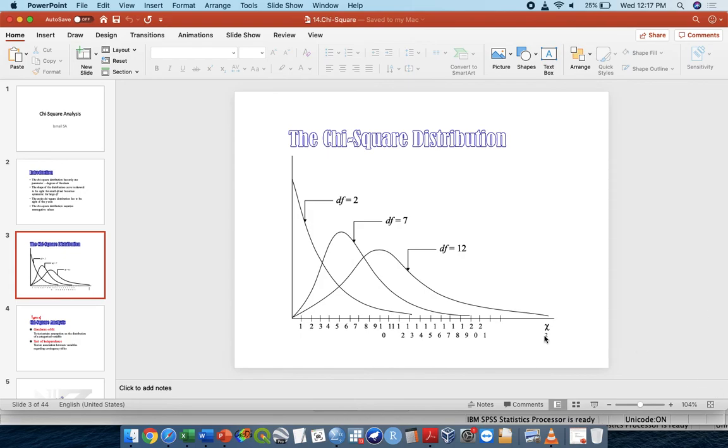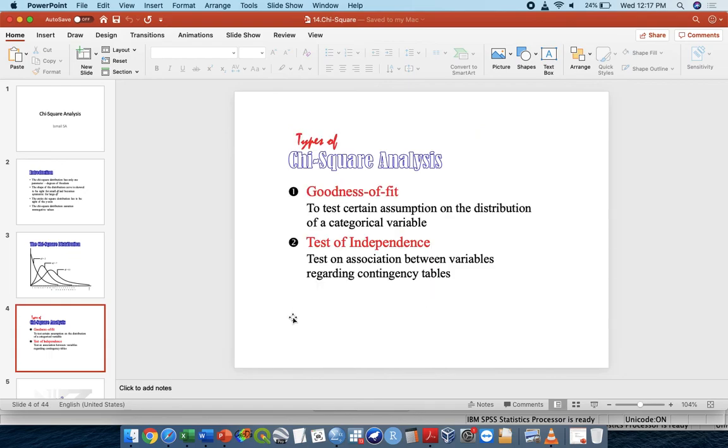So chi-square started from 0. Chi-square never crossed this one. Okay, it started from 0. Okay, this is the tabulation of the chi-square.